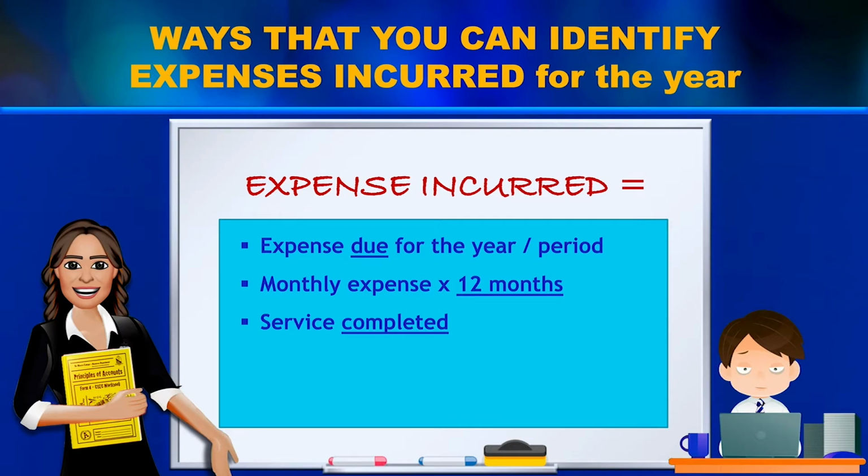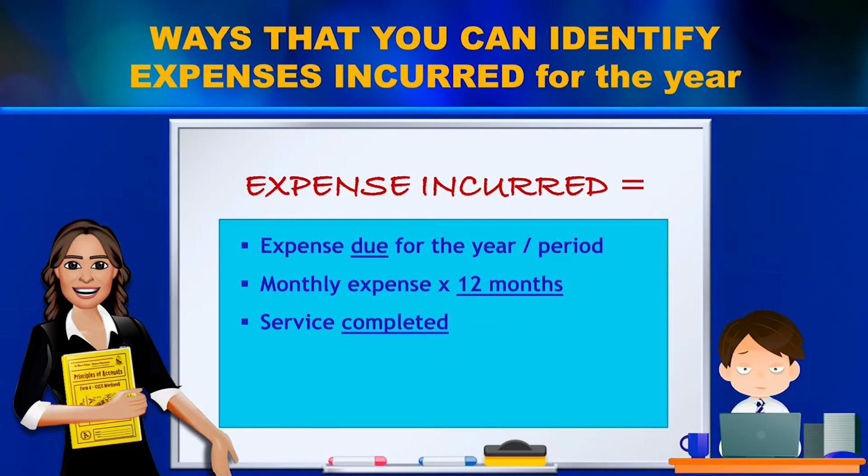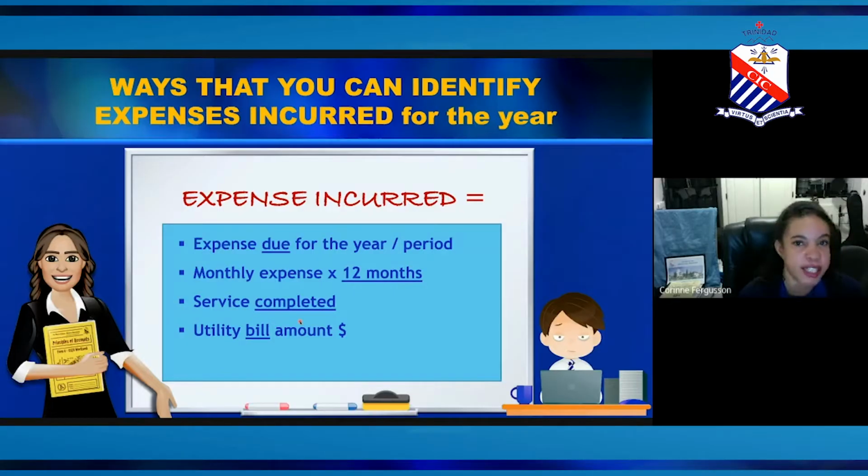We saw this one as well. If they tell you the service completed means that that amount has been incurred. So if you see that language, this has been completed, they're telling you that is the amount that is incurred and goes into your income statement. If they tell you the bill amount, so they say the electricity bill is $800, what they are telling you, again, is that is the amount incurred.